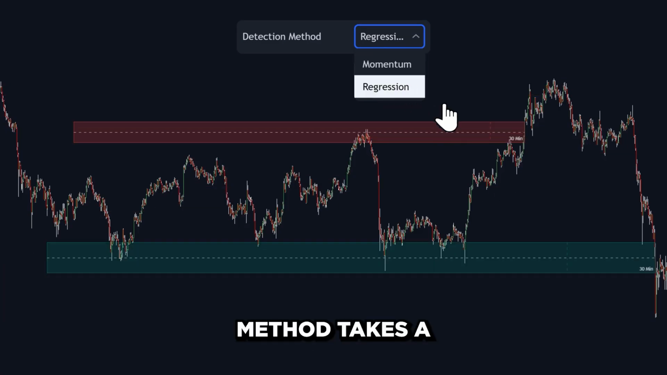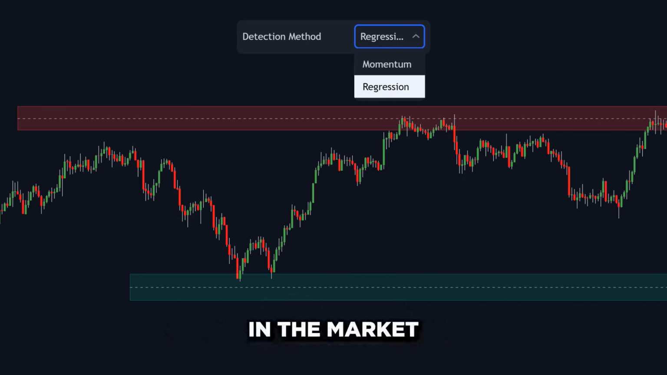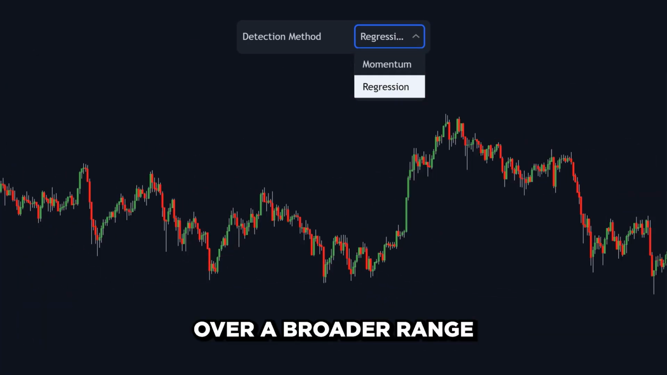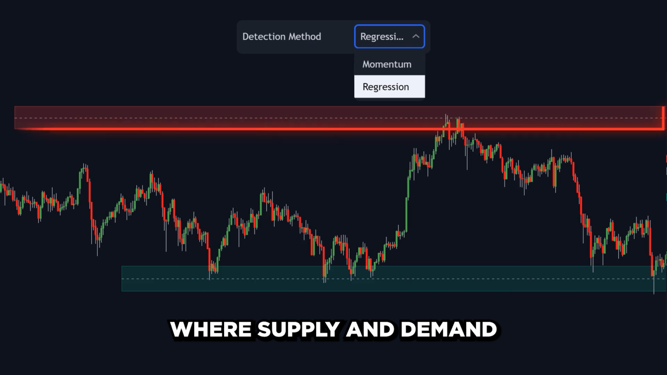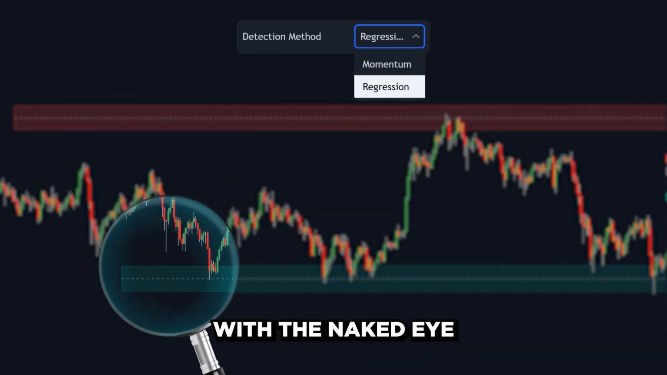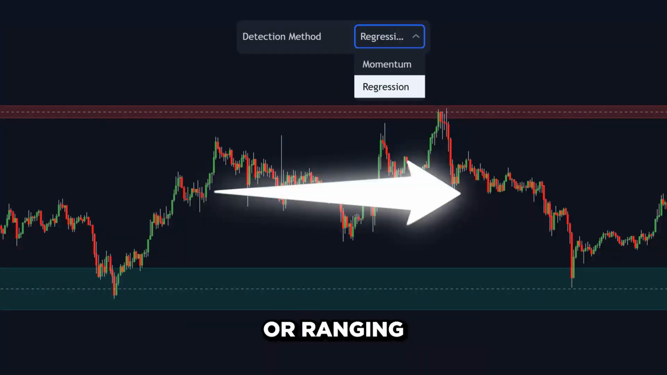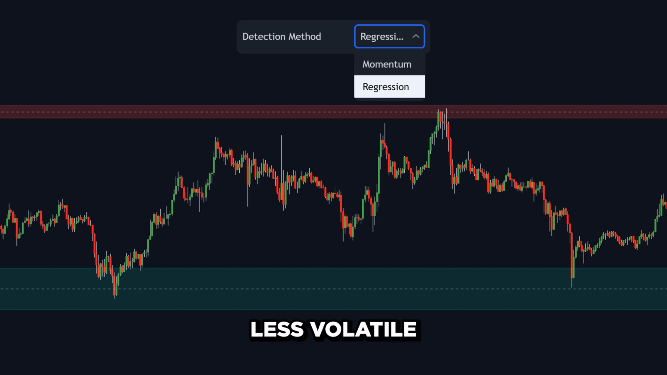The regression method takes a more calculated and detailed approach, focusing on identifying areas of balance and imbalance in the market. It analyzes price movements over a broader range to find zones where supply and demand have built up gradually, which most traders might miss with the naked eye. This makes it extremely effective in markets that are consolidating or ranging, where price action is less volatile.